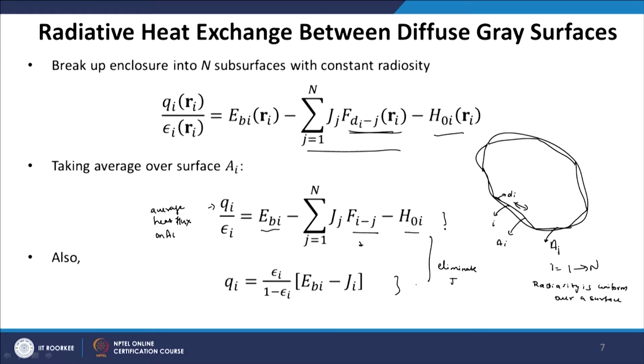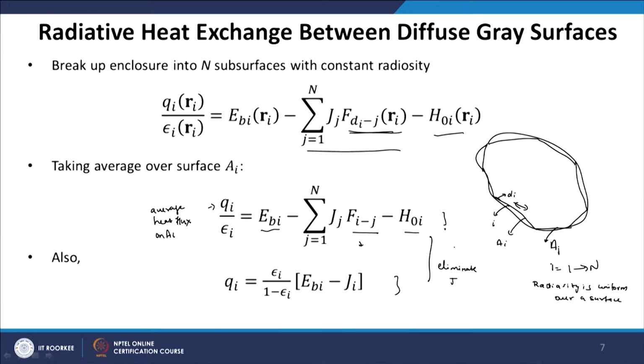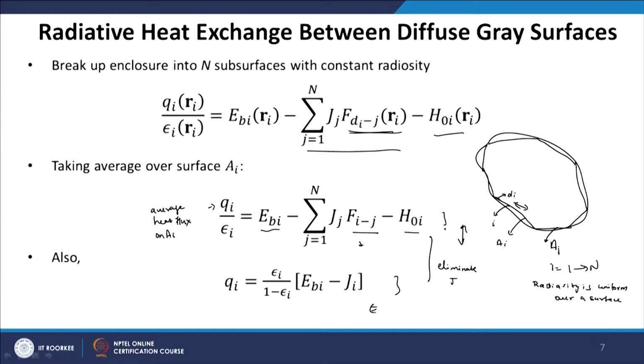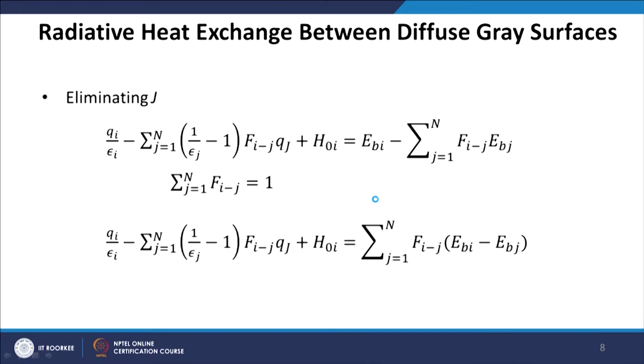This is the same exercise that we did for the integral form of the equation. Now, we are just doing it for the summation, because we have divided the enclosure into many surfaces. So, we have to eliminate Ji between these two equations, and once we do, what we get is an equation in just heat flux. We substitute the value of Ji into this expression, in terms of Qi, and what we get is this kind of equation.